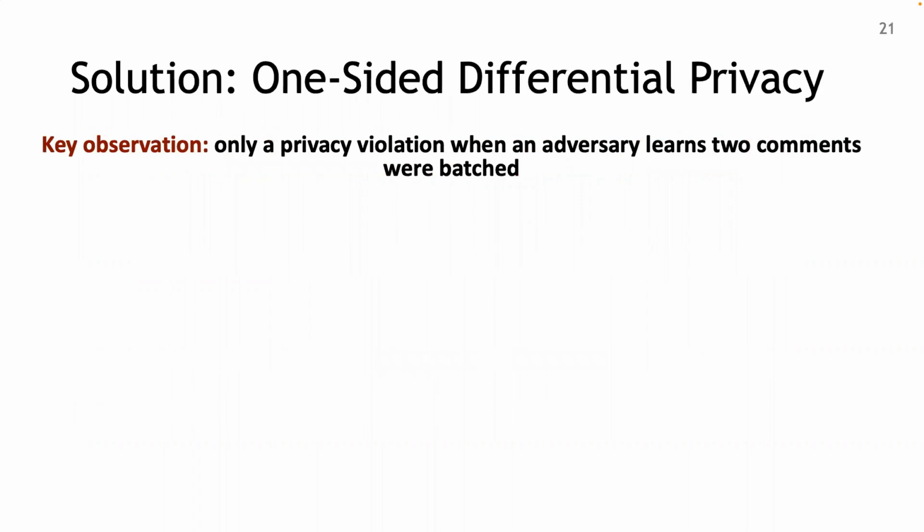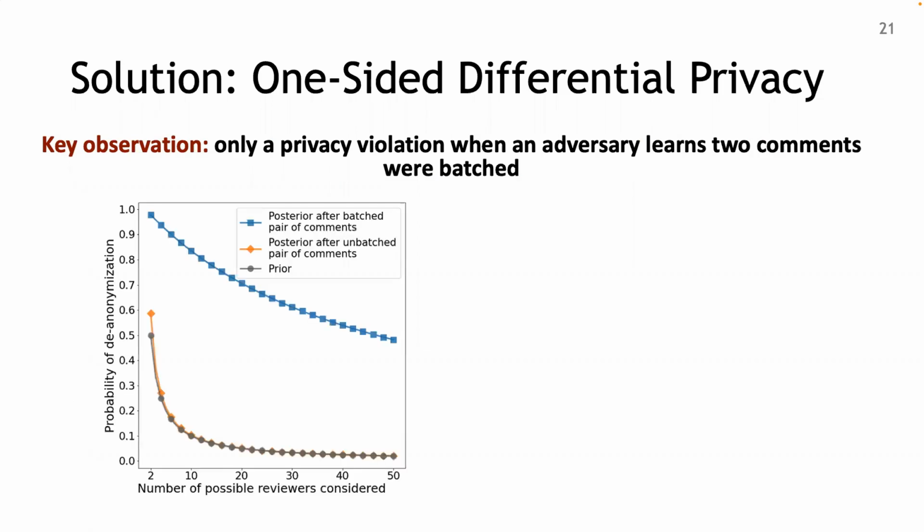Okay, so one observation here is that it's only really a privacy violation when an adversary learns that two comments were batched. It's not a privacy violation if you learn that two comments were unbatched. Recall this difference between priors and posteriors with the example that I showed before, where learning that comments were unbatched barely changes what you knew before. So differential privacy is a bit too strong because it's protecting whether or not a comment was batched at all. But we only care about one of those inferences.